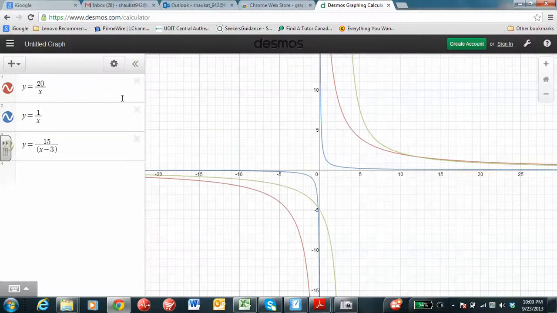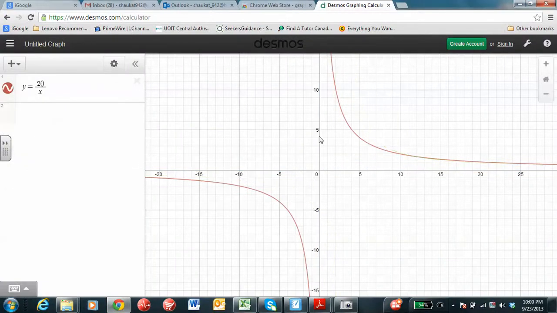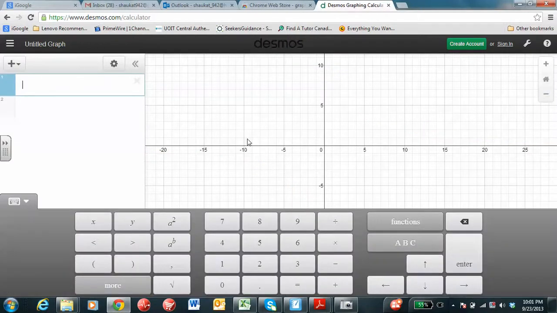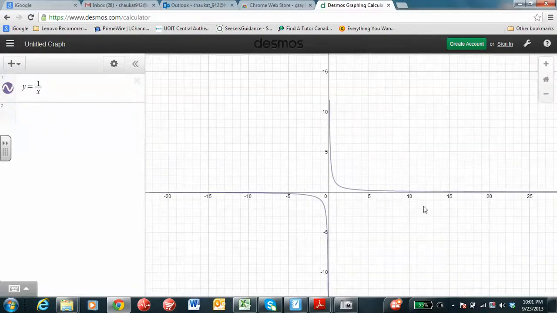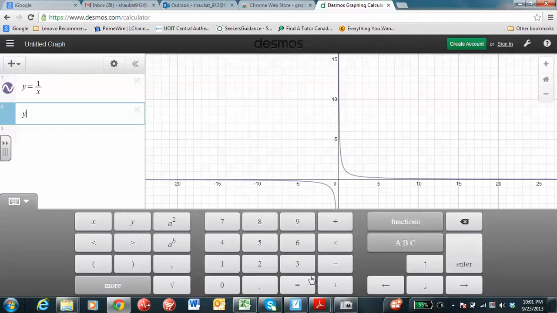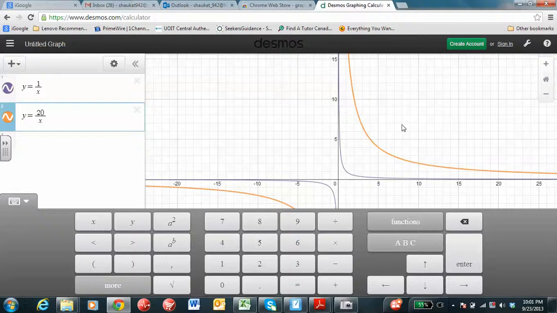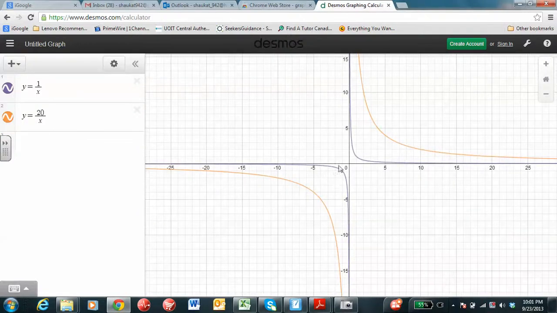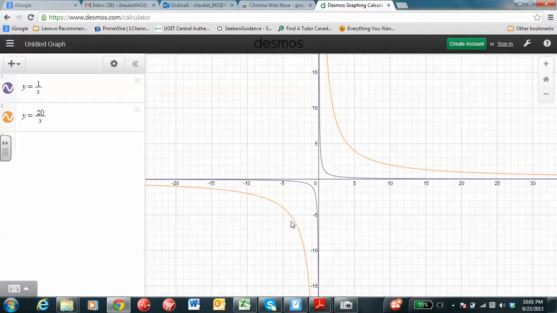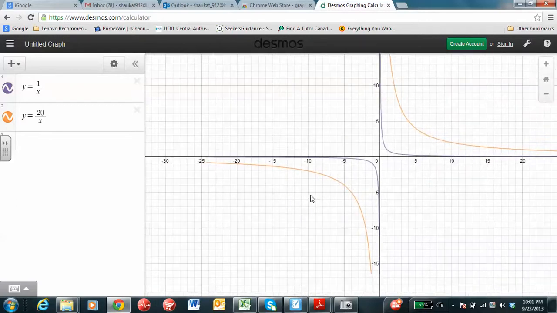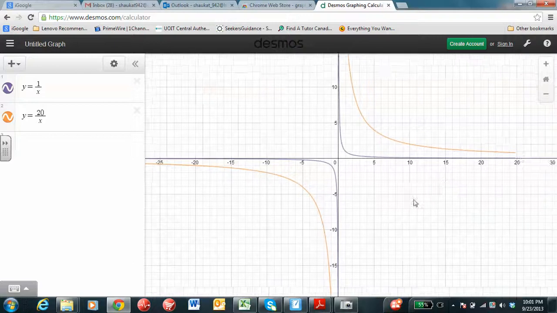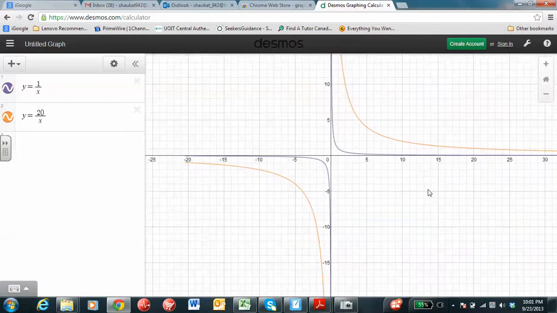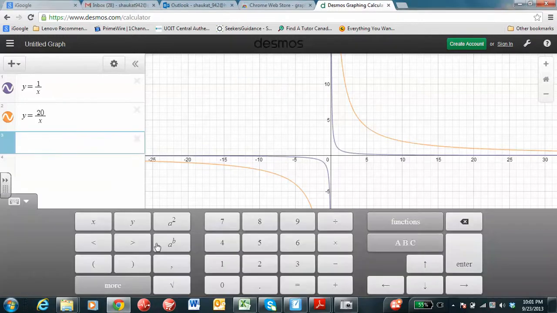So what we're going to do is, I'm just going to show you what y equals 1 divided by x looks like. So 1 divided by x just looks like that. Then y equals 20 divided by x looks like that. So what happened is, see how this is 1 over x in purple, and in orange is y equals 20 over x. So a vertical stretch of 20 basically means that these two points got further apart from each other. See how these two are closer, and this graph is kind of less steep, or rather more steep.